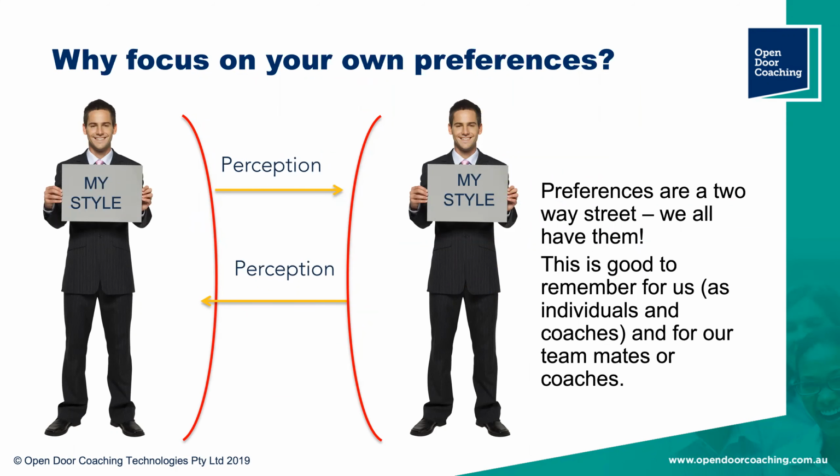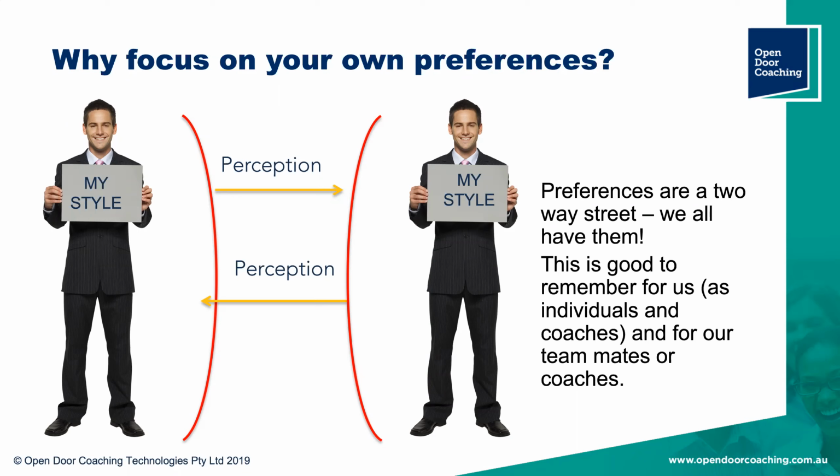So, why do we focus on our own preferences? Essentially, it's because preferences are a two-way street. We've all got them. And what we're observing in other people is a perception of that person or a perception of their behavior. So, not only have we got our own preferences, but we are working really heavily on perception. What we perceive to be happening, or where we perceive that person's behavior to be coming from. So we've all got that, and as we're communicating out, that other person is doing the same thing to us. They're perceiving how we're communicating. They're making decisions. They're making judgments about that perception.